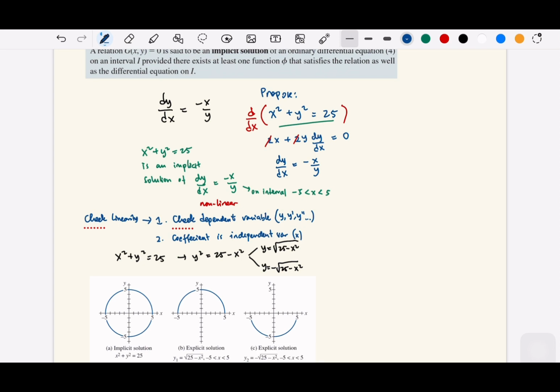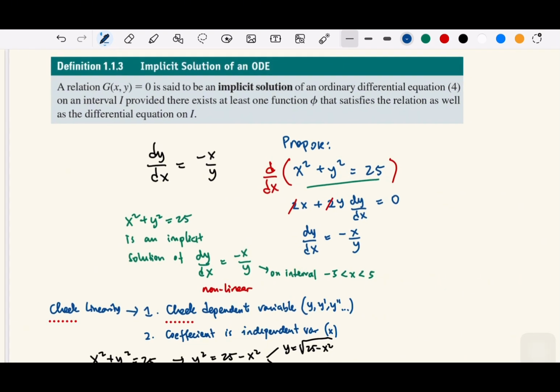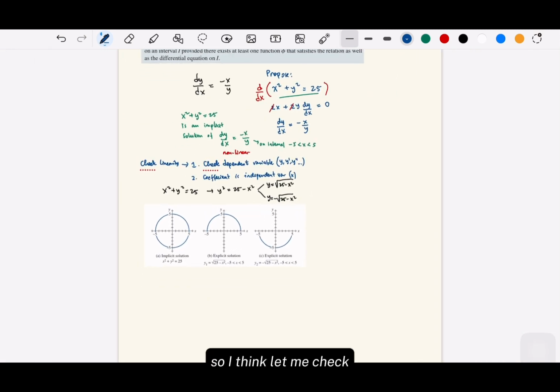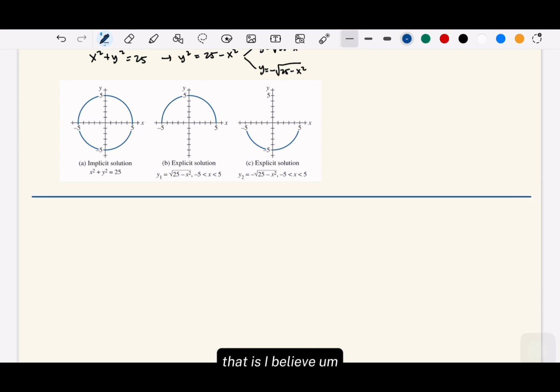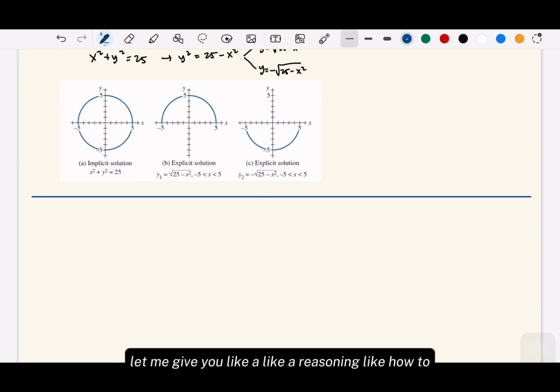Okay, I think last time we discussed up until the implicit solution, right? I think I forgot to mention just a few notes that, I believe, help in learning engineering math, or specifically differential equations. Let me give you some reasoning on how to get into differential equations.